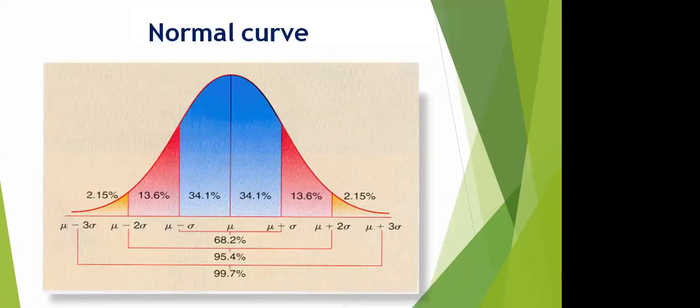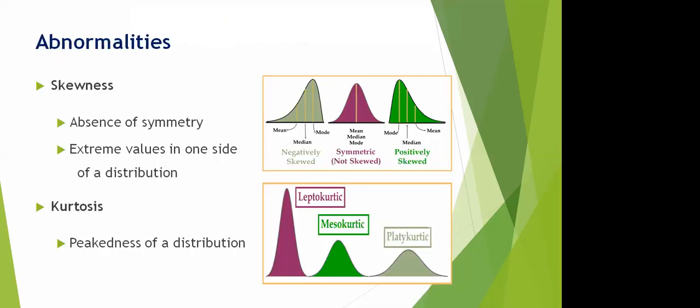If this is the normal data, what abnormalities are possible for continuous data? While drawing a graph of a continuous variable, what abnormalities are possible? Two types of abnormalities are possible: one is skewness and the other is kurtosis. So what is skewness? Skewness means absence of symmetry.